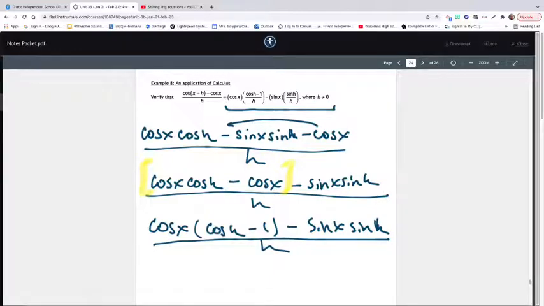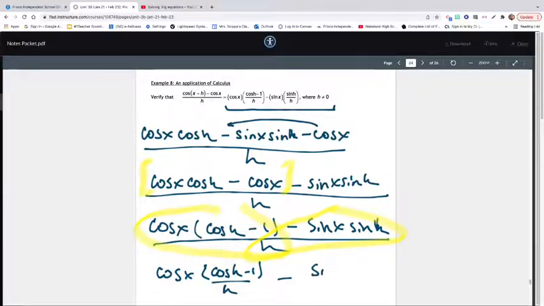Okay, so they've then broken it up into two separate fractions. They're going to break it up to where we've got this fraction right here, and then this fraction right here. So we'll write it as cosine x, and then we've got cosine h minus 1 all over h, minus sine x, and then sine h over h. And then it's been verified.